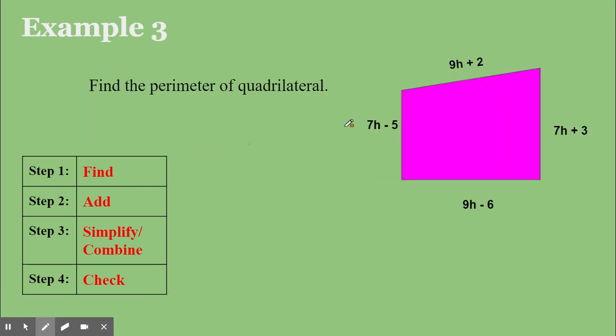We're going to find the perimeter of this quadrilateral. Quadrilateral means 4 sides. Okay. So perimeter means we need to add up all of the sides, and that's what we're going to do first. So I'm going to start right here. We have one side, 7h minus 5, plus another side, 9h plus 2, plus another side, 7h plus 3, plus another side, 9h plus 6.